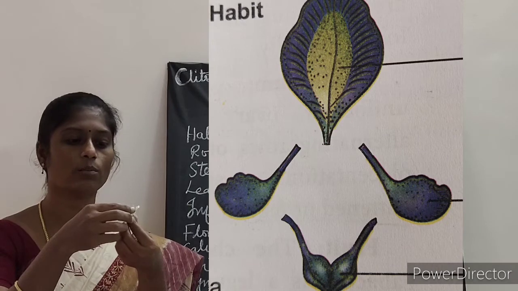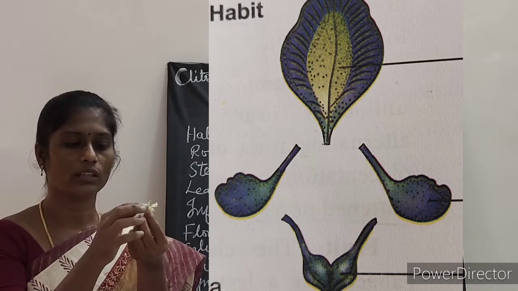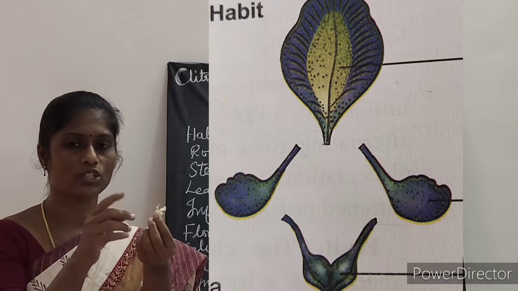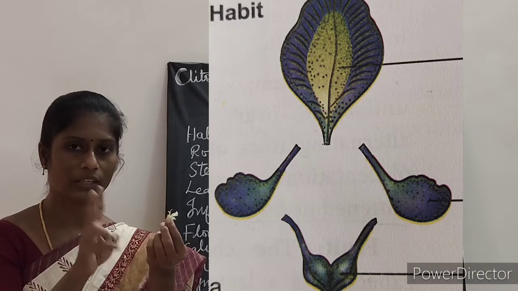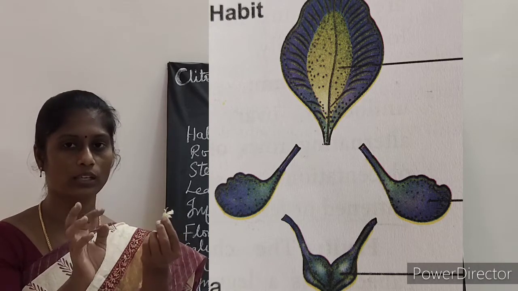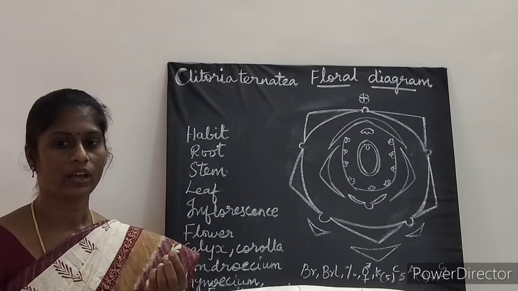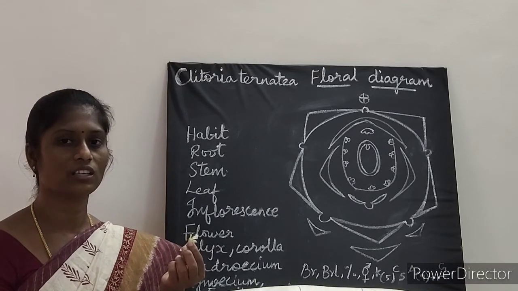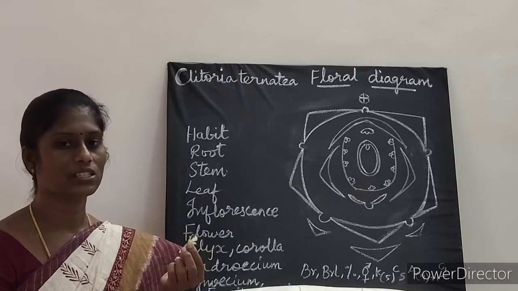And at the bottom, there are 2. That is called as what? Keel petal. So one standard petal, 2 wing petals, and 2 keel petals. Totally 5 petals are there. And the type of aestivation here is descendingly imbricate aestivation.